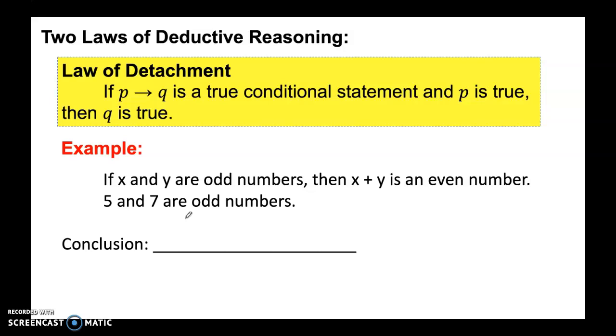5 and 7 are odd numbers. Then X plus Y, so we assume that X is equal to 5 and Y is equal to 7. So the sum of 5 and 7 is said to be 12, and 12 is an even number. So that is the use of law of detachment.